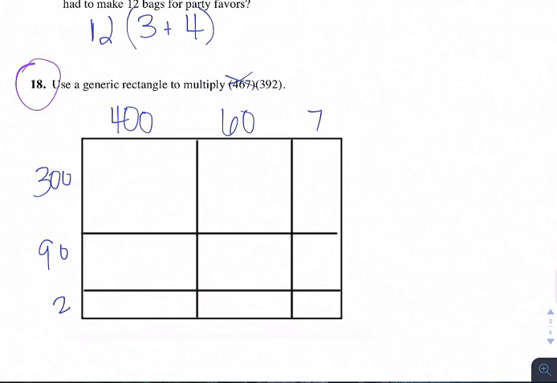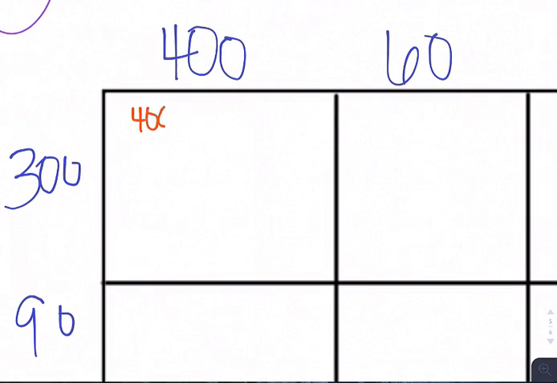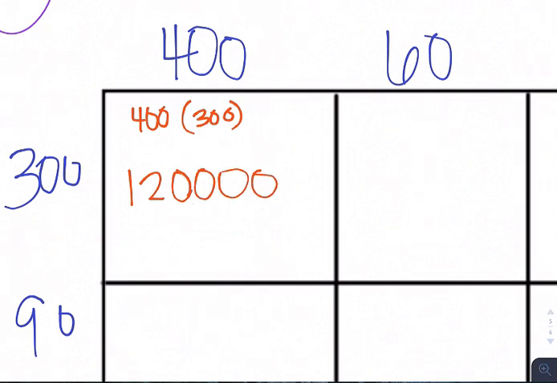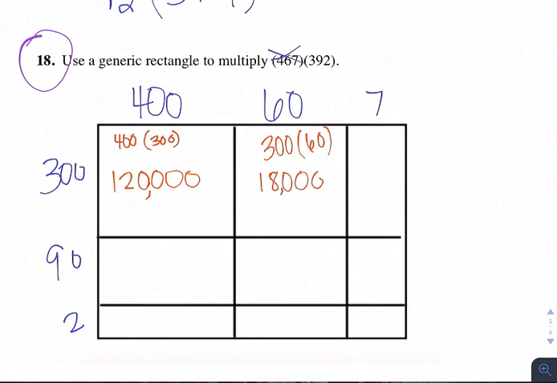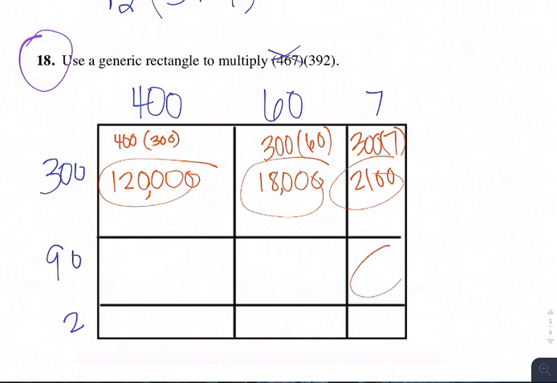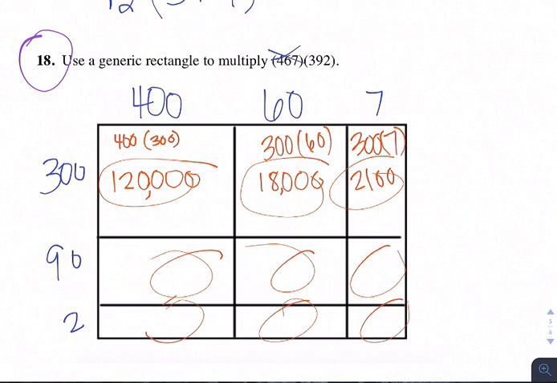we multiply. So this box would be 400 times 300, or 12, and then add 4 zeros, so 120,000. 300 times 60, 18, add 3 zeros, or 18,000. So you do that for all of them. 300 times 7, 2,100. And then add up all of your answers to get the total.